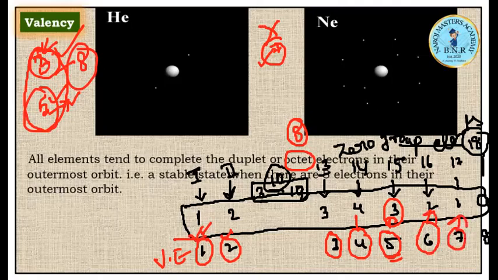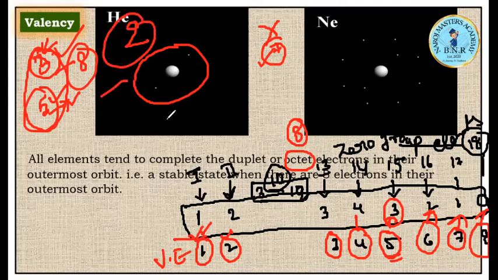If already 8 are there in the outermost orbit, then what do we call it? Zero valency. 8 or 2. Here helium is satisfying the duplet rule. For helium, how many electrons are there in the outermost orbit? 2 are there. It means it is balanced, stable. Is it right? It is stable. So, what is its valency? 0. That's it. For all remaining elements, we need 8 in the outermost orbit.